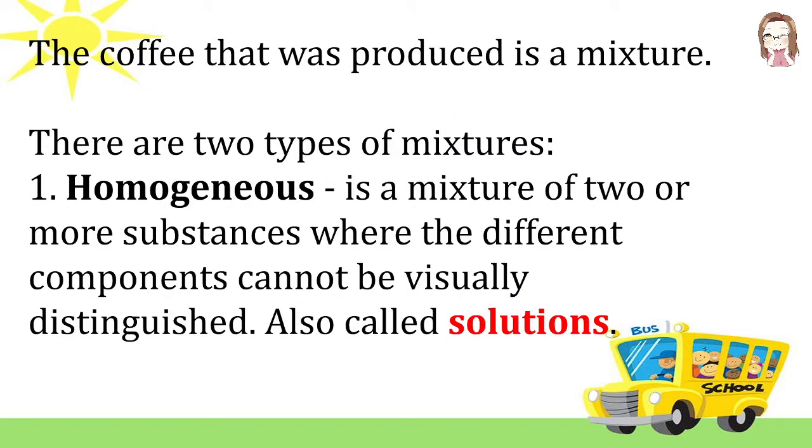So the coffee that was produced is a mixture. And there are two types of mixtures, the homogeneous mixture and the heterogeneous mixture. A homogeneous mixture is a mixture of two or more substances where the different components cannot be visually distinguished. They are also called solutions.